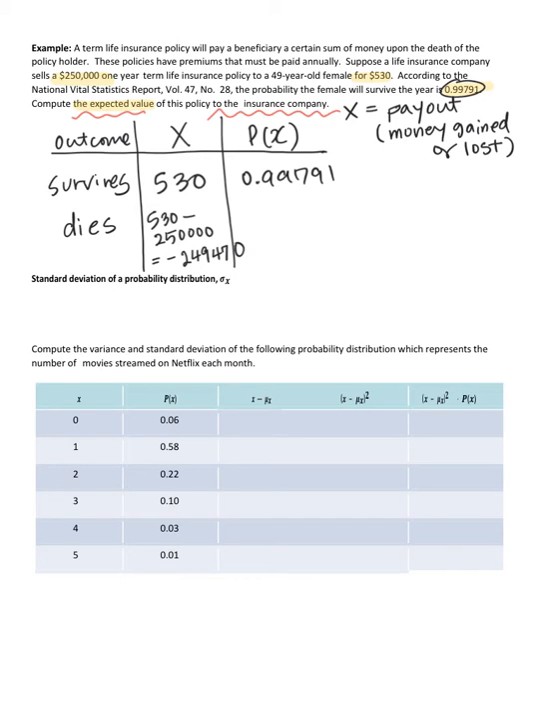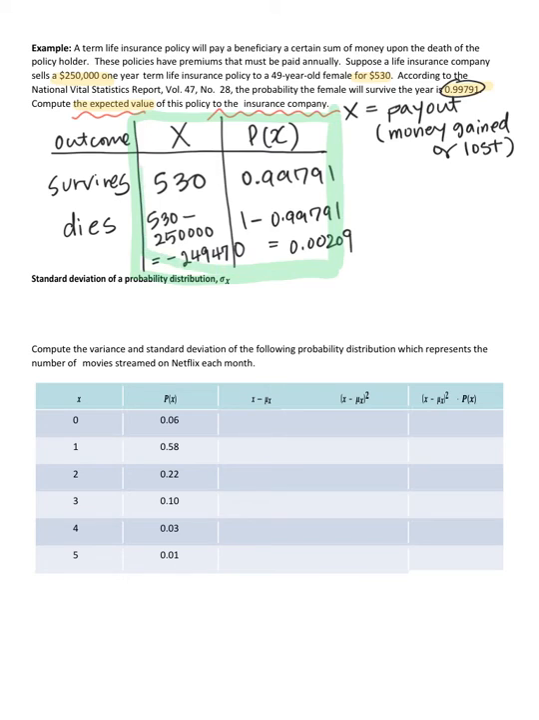Now the probability of that happening will be what? That will be the complement of the survival rate. So you go 1 minus 0.99791. The probability that this person dies will be 0.00209. Pretty small, right? Notice when we do this complement, it becomes a probability distribution, because when we add these probabilities up, we know that they add up to 1. So we created a probability distribution right here.